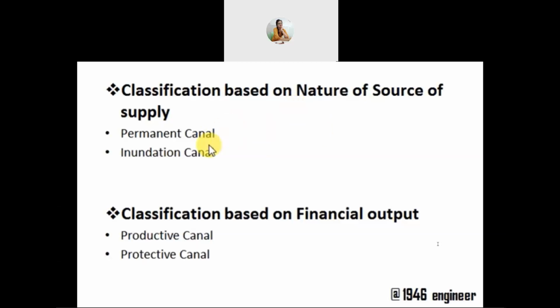And for inundation canal, the water is only available when the river has floods or the storage level in the reservoir is full. Only then we will have water in inundation canals. These are also called as temporary canals. And next we have classification based on financial output.